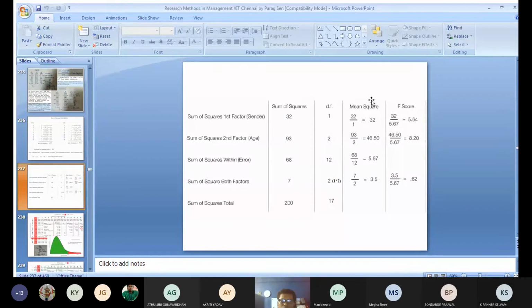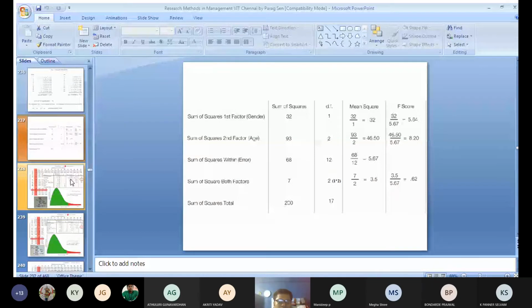So now the mean square is 7 by 2, which is 3.5, and your F score will be 3.5, which is sum of square between for both the factors divided by sum of square within, which is error for both the factors, that is 5.67. So it is equal to 0.62. Now you will use these scores to determine whether to accept or reject the hypothesis.